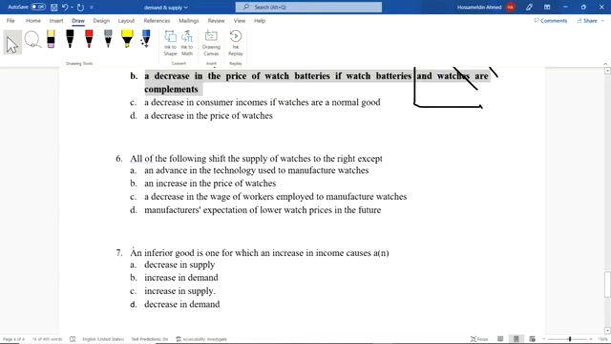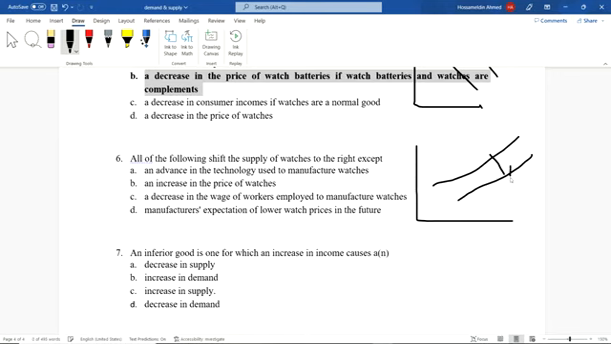Number 6, all of the following shift the supply of watches to the right except. Among the factors that affect the whole supply curve, which are factors other than the price of the good, which of these choices would not shift the whole supply curve? The supply curve is drawn like that. He stated that the supply of watches moved to the right, which means that the supply of watches increases.